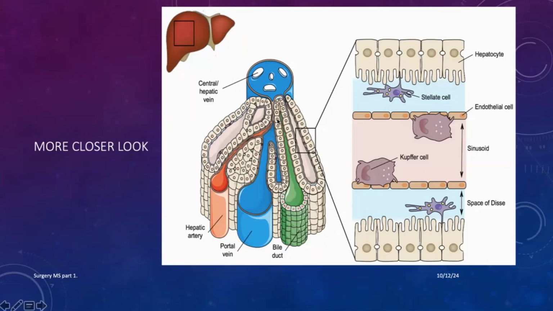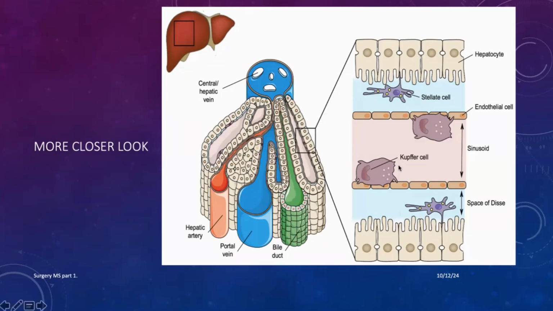So if you have a closer look at this structure, the structure of the hepatocytes and the way they are arranged, you have the hepatic artery and the portal vein where the flow is towards the center. And these hepatocytes make a special area called the space of Disse. In the space of Disse, there are special cells located, known as Kupffer cells, and also stellate cells. All these cells are responsible for specific functions.